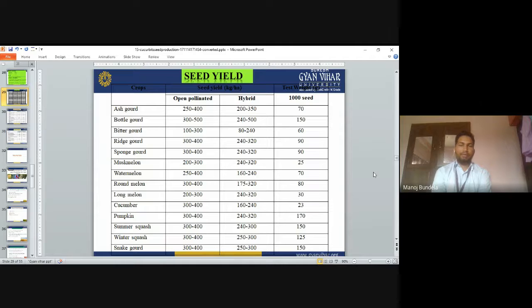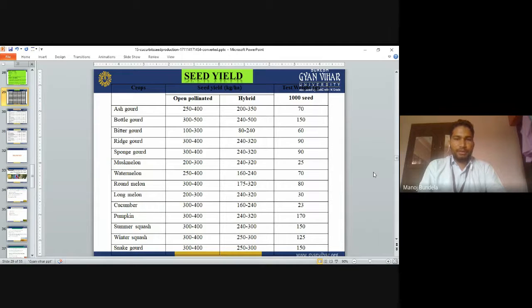Other than that, they have average weights, like 60 in the case of bitter gourd, 90 in the case of ridge gourd and sponge gourd, watermelon 70 and sponge gourd 70. So these are the weights of 1,000 seeds.